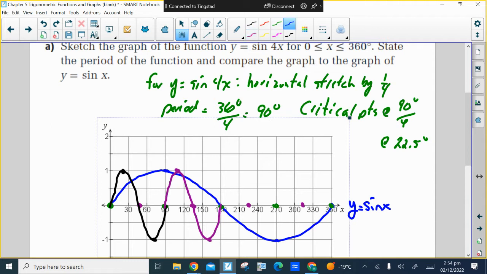Change color again. Halfway between 180 and 270 is our other x-intercept. Halfway between these first 2 points, we're at a maximum. Halfway between the next 2 points, we're at our minimum. Here's the next cycle. And for the last section, halfway between the first 2 points, I'm at a maximum. Halfway between the last 2 points, we're at a minimum. So there's the last cycle of that graph.